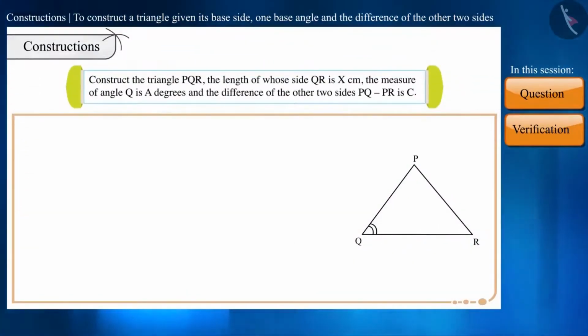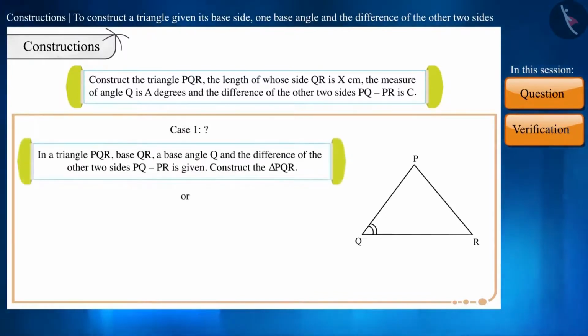Construct the triangle PQR, the length of whose side QR is X centimeter, the measure of angle Q is 8 degrees, and the difference of the other two sides, PQ minus PR, is C. Here, we will do the construction of a triangle keeping in mind Case 1 or Case 2.